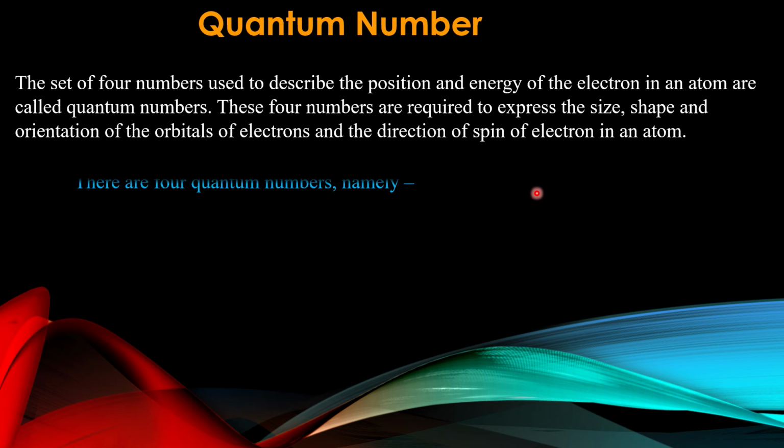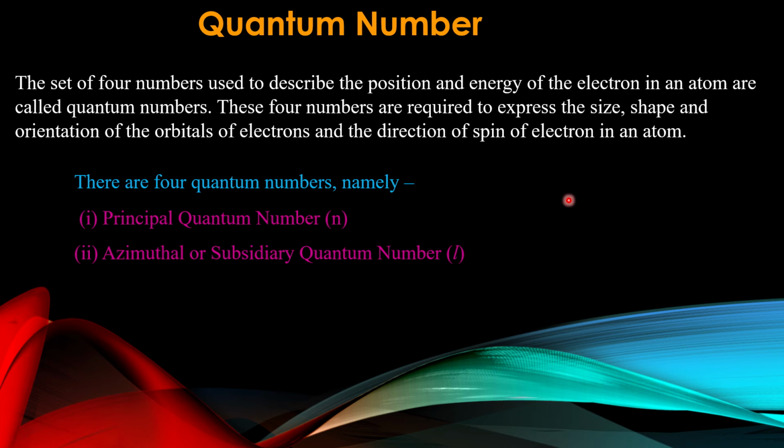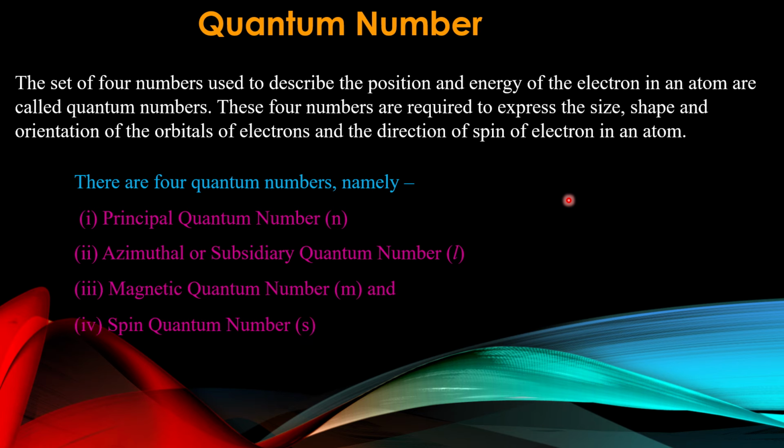So, there are total 4 quantum numbers and these are principal quantum number that expresses the size of the orbital, azimuthal or subsidiary quantum number that expresses the shape of orbital, that means what type of orbital this is, S, P, D or F, and magnetic quantum number that expresses the orientation of the orbitals, that means which orbital, p-type orbital, that means px, py or pz, d-type orbital, which d-type orbital is this, and last quantum number, spin quantum number that expresses the spin of the electron.